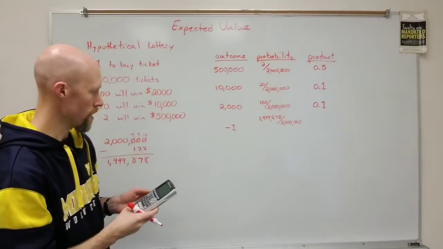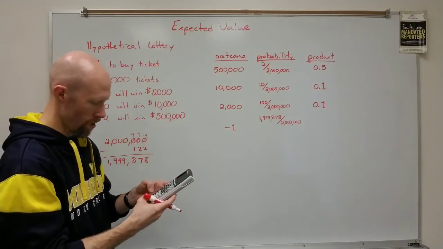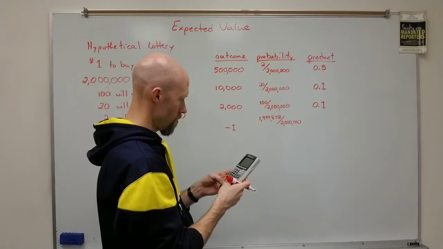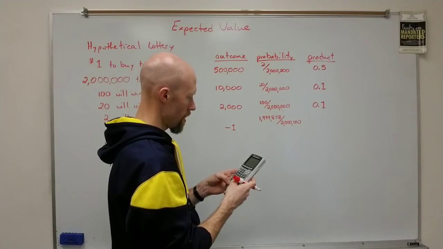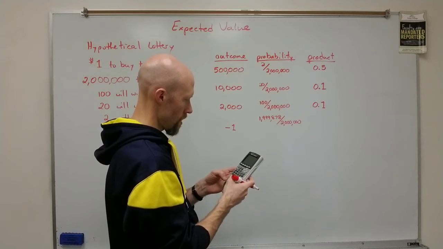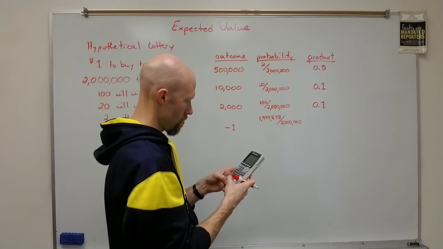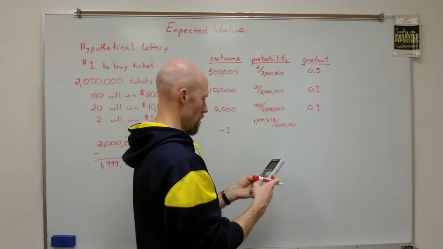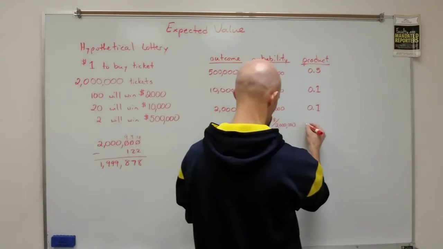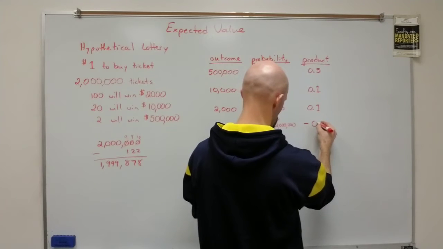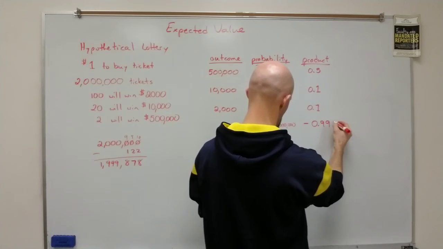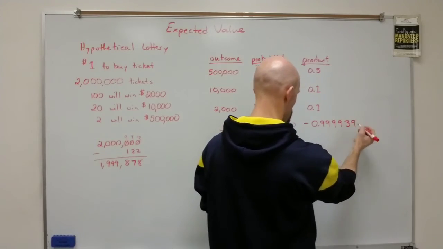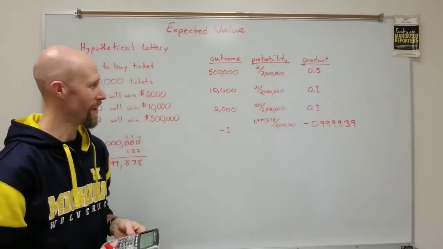And then finally, we do -1 times that number, 1,999,878 divided by 2 million is negative 0.999939. There it is. Good.